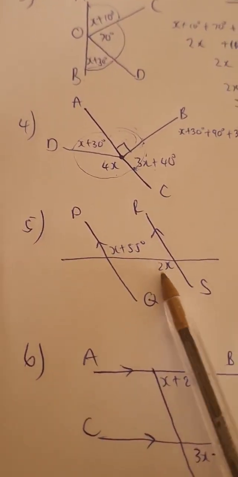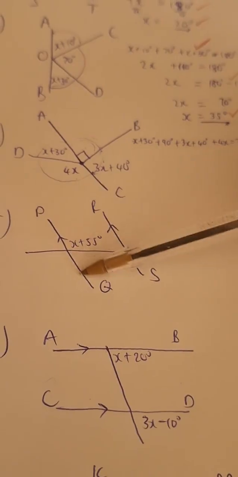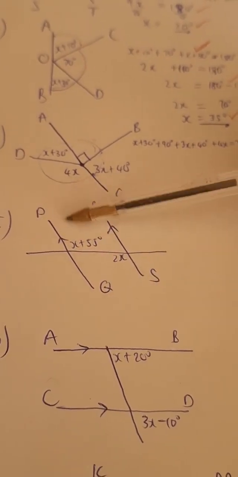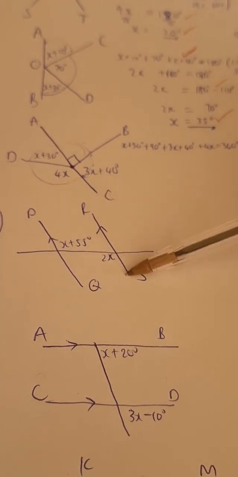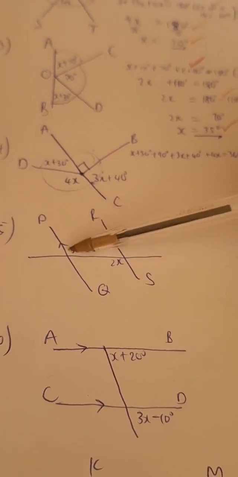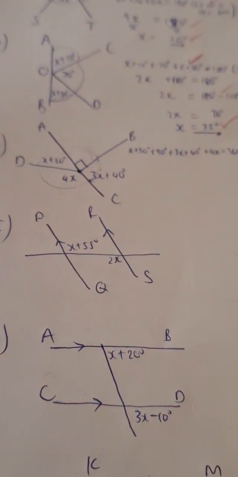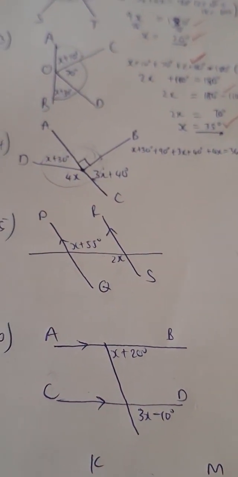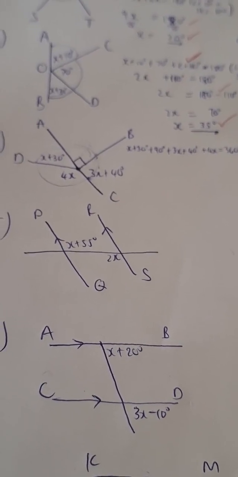Let's look at this diagram. There we have it. We've got PQ, which is a line there, and we've got RS, which is a line there. These two lines, what do we know about them? Look at them. They've got those arrows. What do those arrows stand for? Do we know symbolically what those arrows mean about the lines?